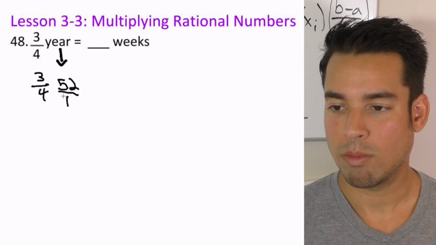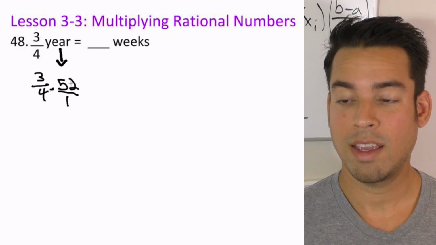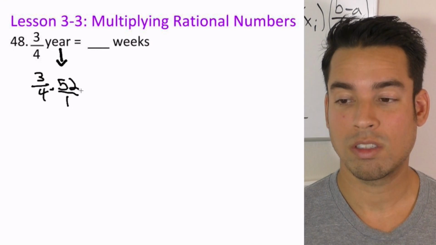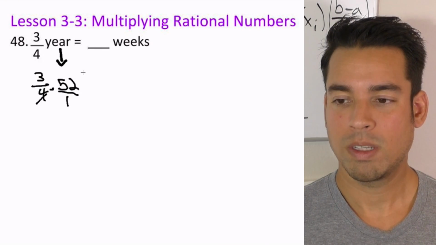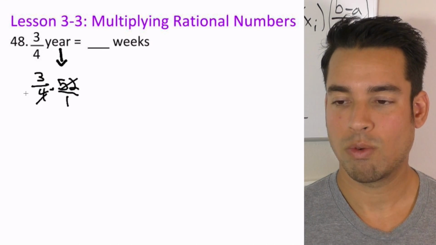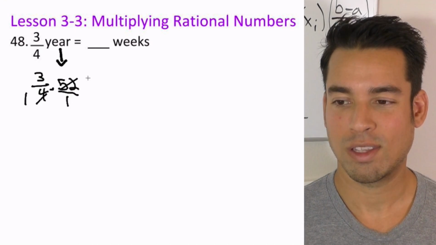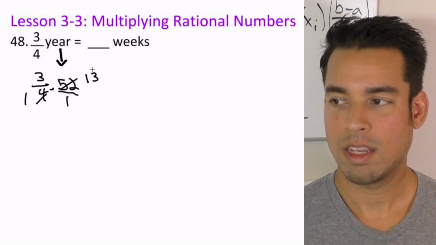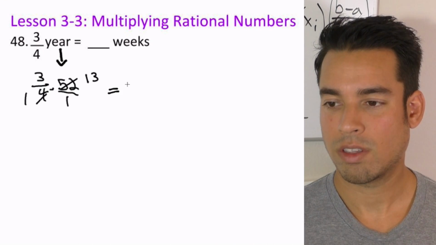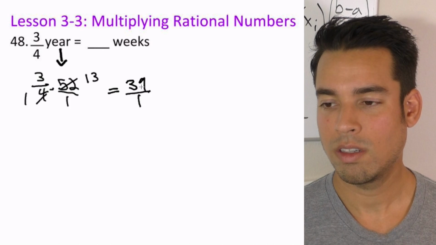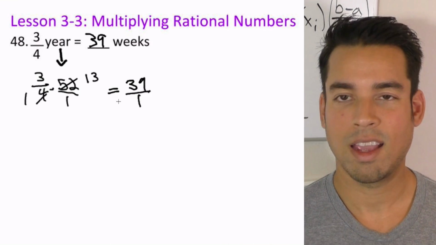But again, multiplication, let's convert it to an improper fraction. And we can do some simplification. I don't know if you remember, we just talked earlier, maybe it was another lesson. 4 and 52 can both be divided by 4. 4 divided by 4 is 1. 52 divided by 4, believe it or not, is 13. And then now we just carry this out. What's 3 times 13? Gives us 39 over 1, which is the same as 39 weeks, and done.